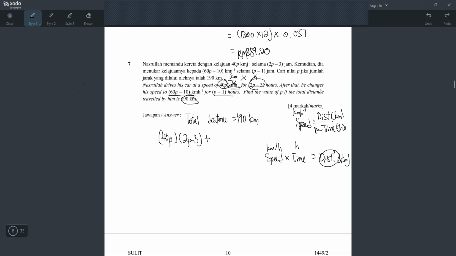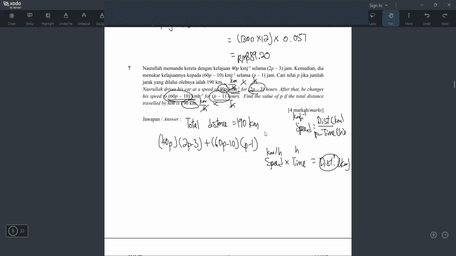Plus, he also changed his speed, from here to this one, for p minus 1 hours. This unit is kilometers per hour, and this unit is hours. What happens if you multiply these two values? You get kilometers. And look at the total distance, they also give it in kilometers. You see? Everything matches. So 60p minus 10 times p minus 1. You don't even have to worry about the unit because it will automatically come out in kilometers. And don't forget the whole thing equals what? The whole thing equals 190.